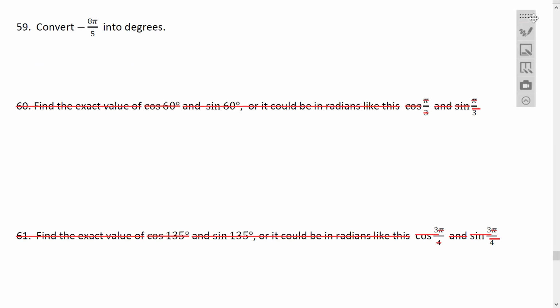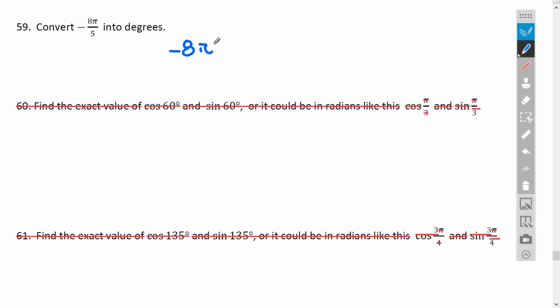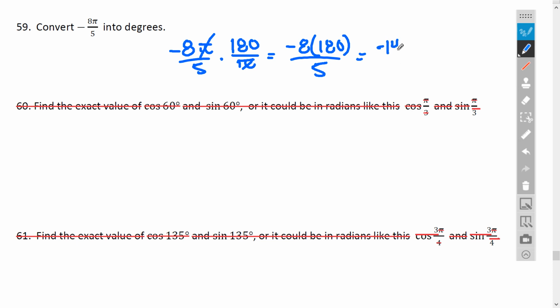Convert negative 8 pi over 5 into degrees. Okay, so negative 8 pi over 5 times 180 over pi. Pi's cancel, so I got negative 8 times 180 over 5, and that's degrees, so 8 times 180, so this is negative 1440 degrees over 5, so negative 288 degrees.